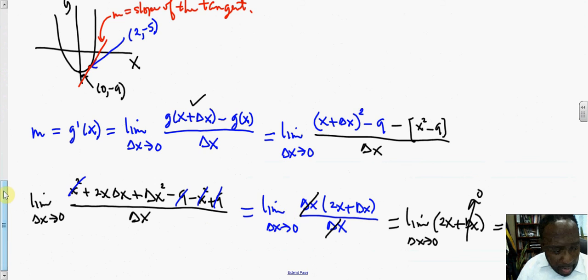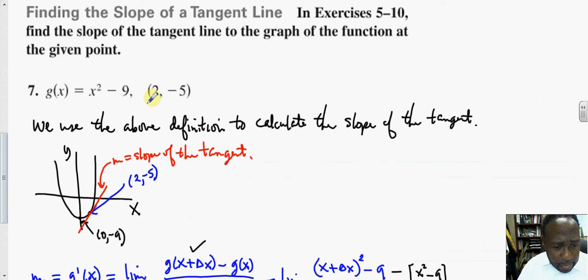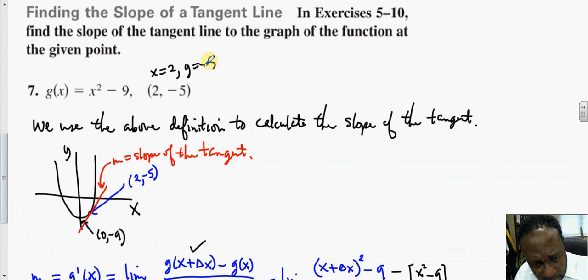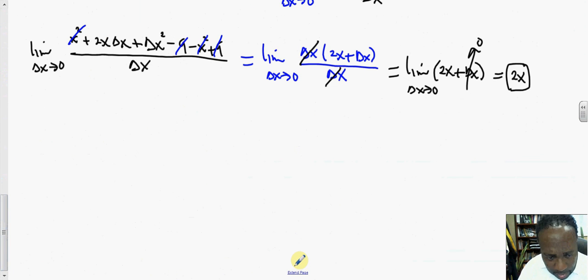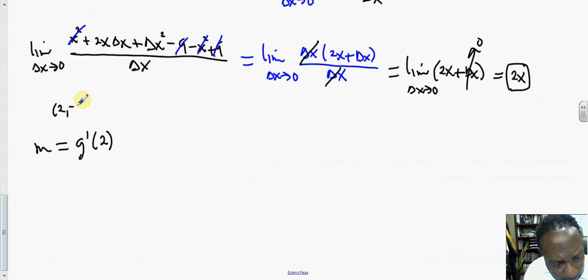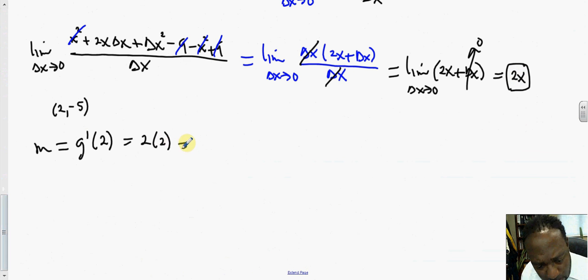So now we're asked to find the slope of the tangent at the point (2, negative 5). So here x is equal to 2, y is equal to negative 5. So we find this slope, for which we use the notation g prime at 2, because the point there was (2, negative 5). That's equal to 2 times x, and x here is 2. So all we have there is just 4.